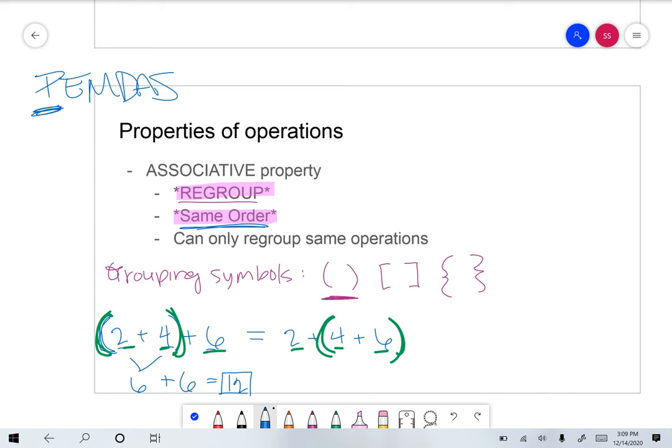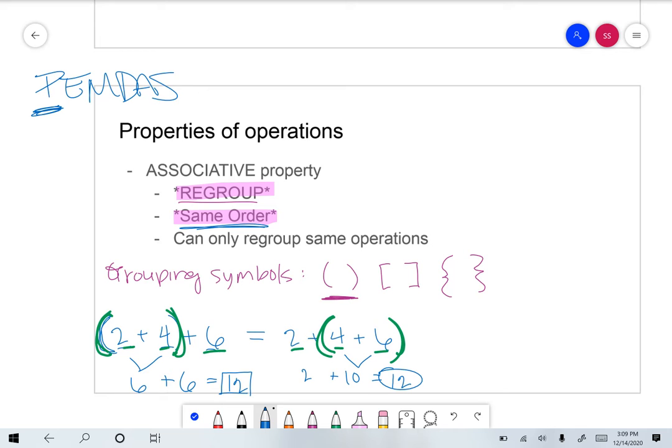Now let's prove that these would be the same solution. Again, we would do parentheses first, so 4 plus 6 is 10. And then we add 2, and we get a total of 12. So that does work. Okay, so that's what it means by regrouping. Again, the order of the numbers is still the same, but you're just picking up those parentheses and moving them to a different set of numbers.